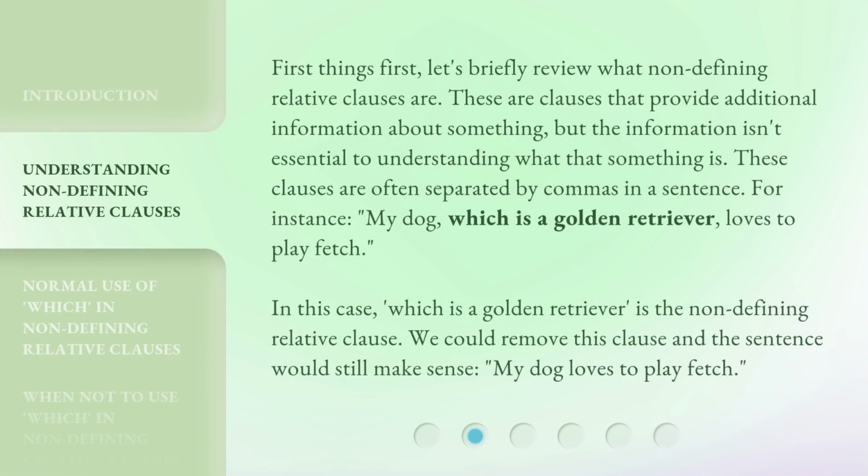First things first, let's briefly review what non-defining relative clauses are. These are clauses that provide additional information about something, but the information isn't essential to understanding what that something is. These clauses are often separated by commas in a sentence. For instance, my dog, which is a golden retriever, loves to play fetch. In this case, which is a golden retriever, is the non-defining relative clause. We could remove this clause and the sentence would still make sense. My dog loves to play fetch.